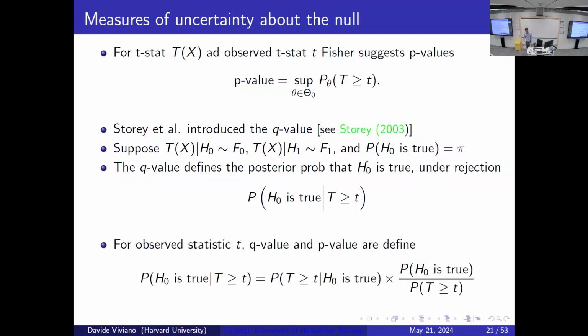Okay, so the Q value has a tight connection to the P value because you can just invert this probability. You can just note that the Q value is equal to the P value times this component, which depends on the prior of whether you see is true. Then you scale by the marginal distribution.